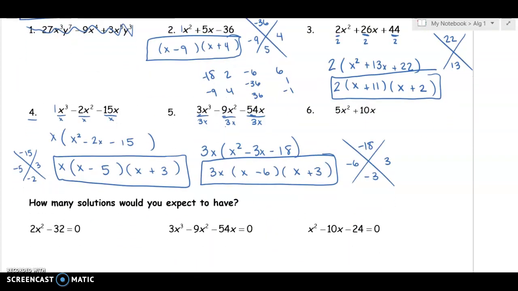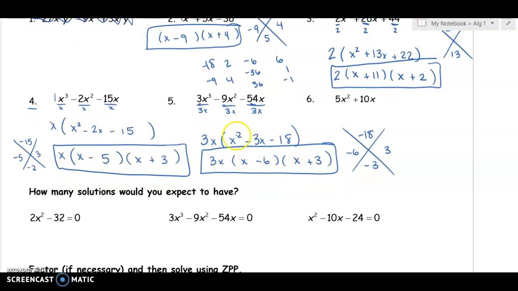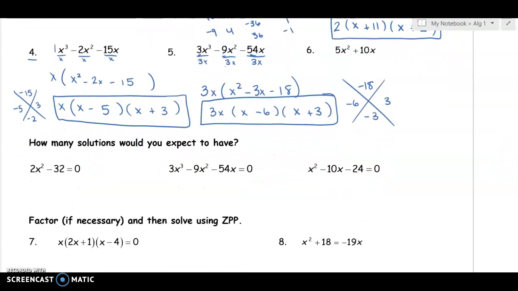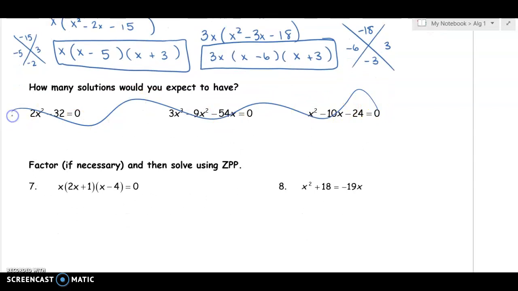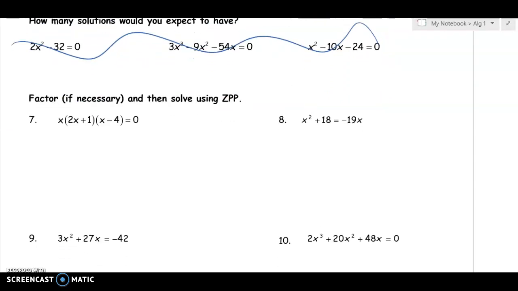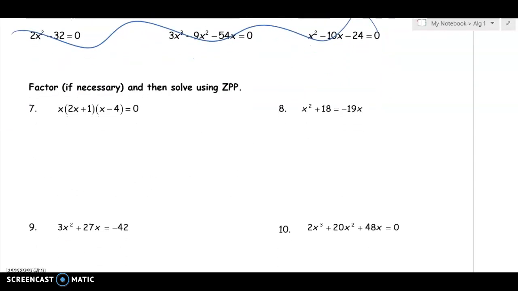All right, if you had time and you wanted to multiply this all out, you should end up back with the original problem. Okay, we're going to skip 6. We're going to skip these. We're going to do factor if necessary and then solve using ZPP. So in number 7, you'll notice that it's already all factored for us. It's got all the parentheses and everything, so you don't have to actually factor. We're going to go straight to ZPP.